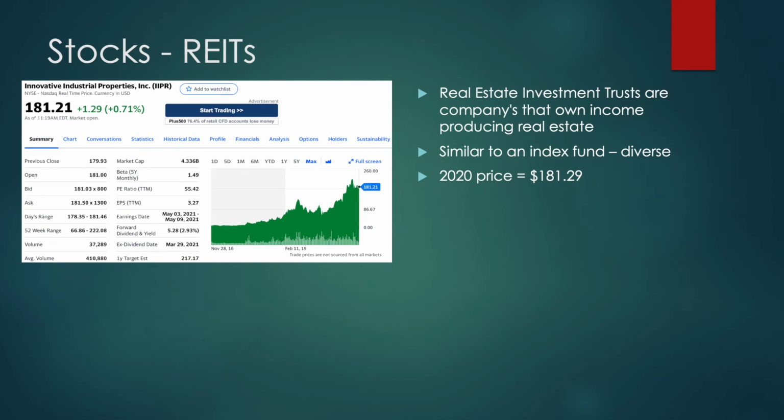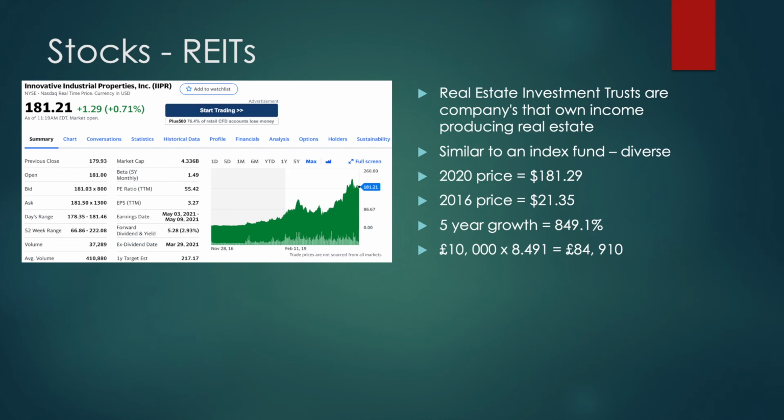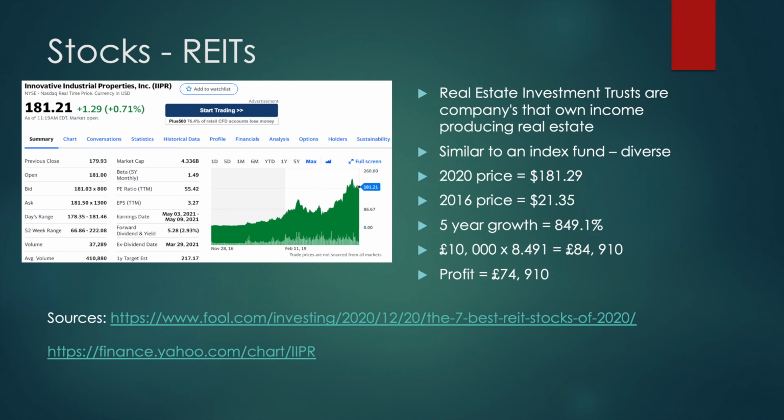So the 2020 price of IIPR was $180.29. 2016 price was $21.35. So this is a 5-year growth of 49.1%. So if my client had invested £10,000 5 years ago, they would now have £84,910. This gives a profit of £74,910 and an ROI of 849%.